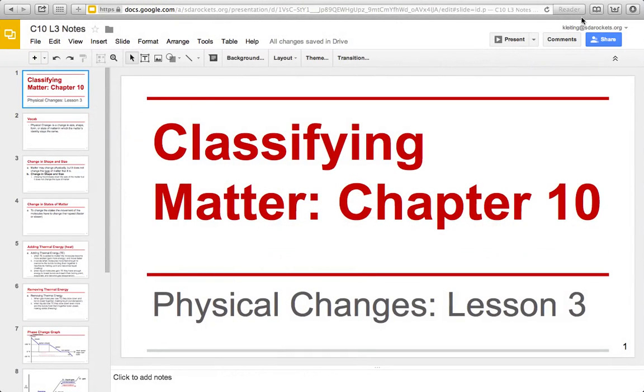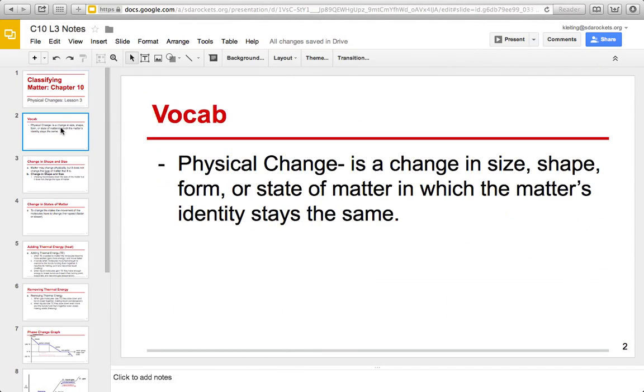Alright, so we're going to be going over lesson 3 for chapter 10, which is going to be over physical changes. We have one vocab word, so that's physical change. Physical change is a change in size, shape, or form or state of matter in which the matter's identity stays the same. So this would be if we were chewing food, the carbon in the apple still stays carbon.